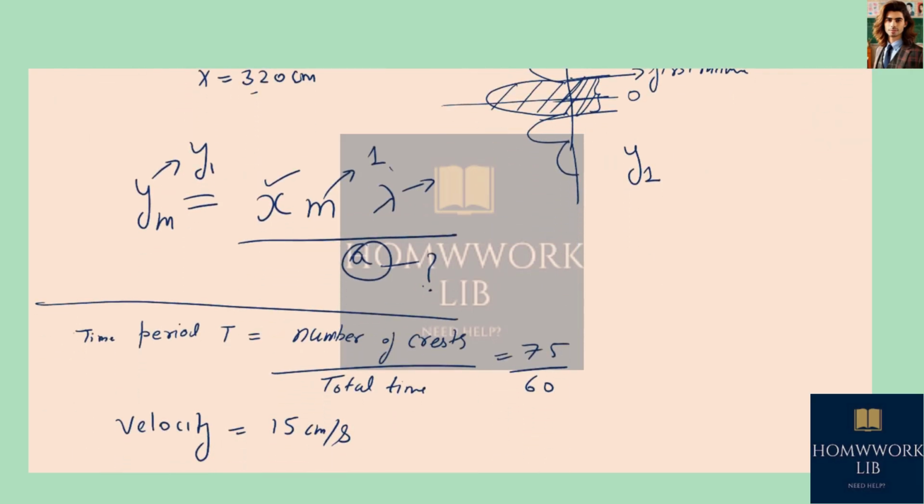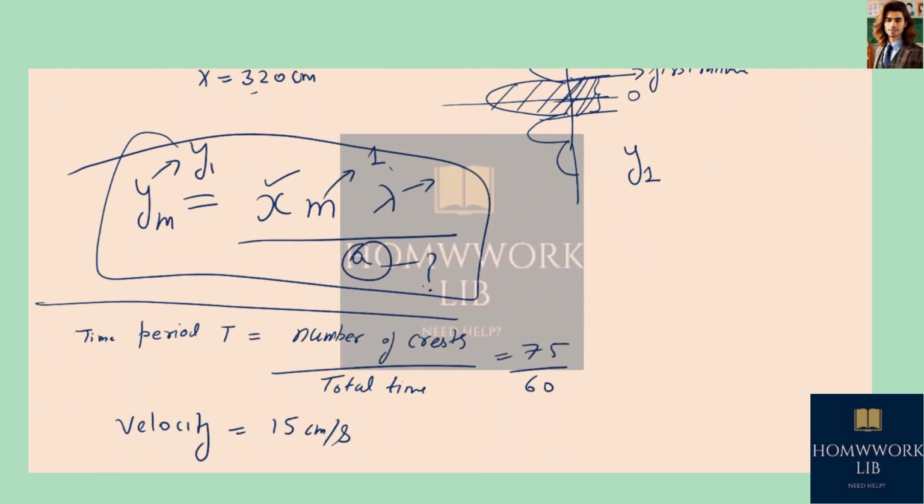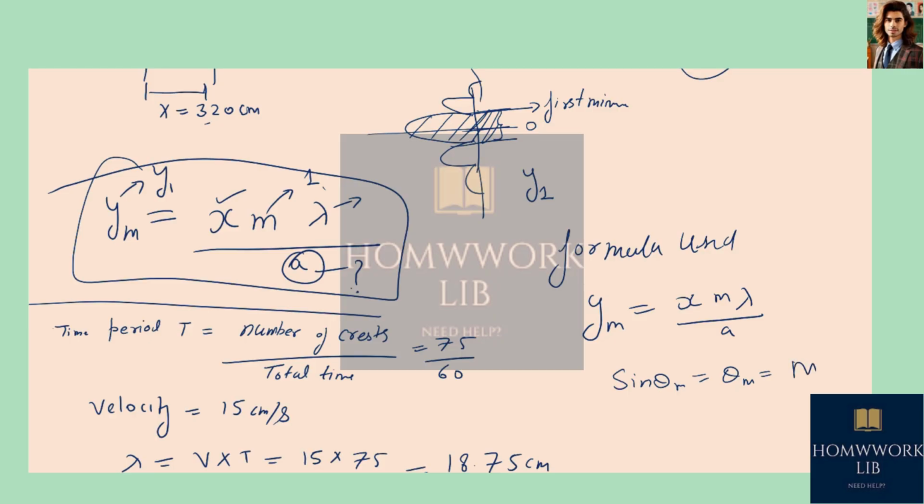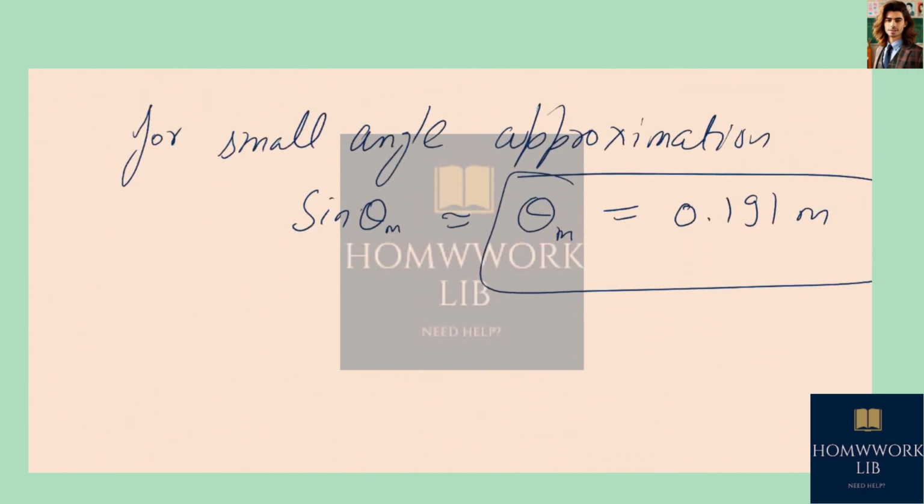So these are the formulas which we need to remember. Let me write them again. Formulas used: ym equal to x m lambda by a, and sine theta m equal to theta m equal to m lambda by a. So these are the formulas that would be used. We just need to figure out what is given and what we have to find. All right, I hope you understand.